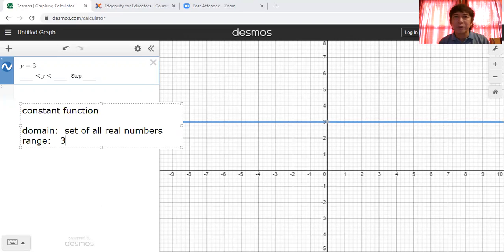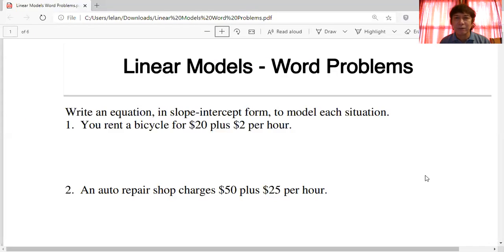Now, some real-world explanation I can show you here. We shall go back to our linear models. Okay, we still remember this in one of our discussions. So we have here the linear model word problems. Write an equation in slope-intercept form to model each situation. If you can recall our answer here, we actually use the variable r for the rent amount.